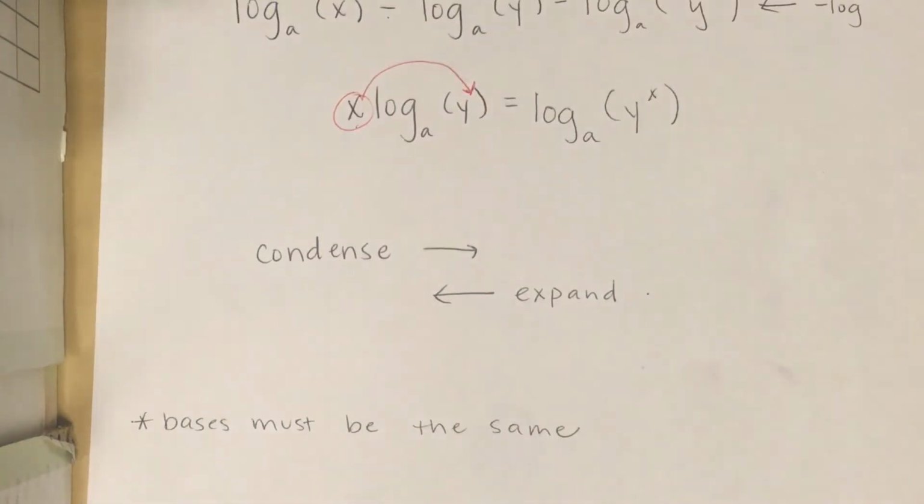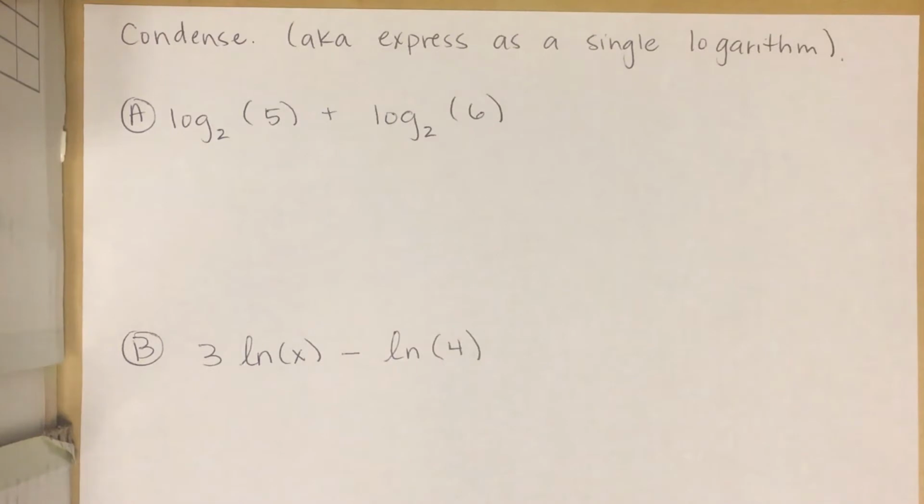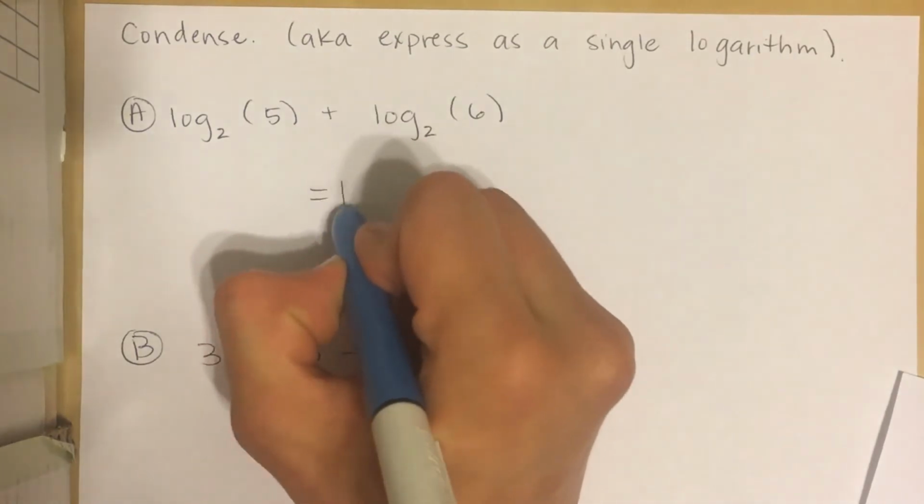Okay, I have 5 examples of this. Your directions are usually going to be to condense, but you may also see it as express as a single logarithm. So we'll start basic. Log base 2 of 5 plus log base 2 of 6. This is 2 logarithms being added together. I can write it as one single logarithm.